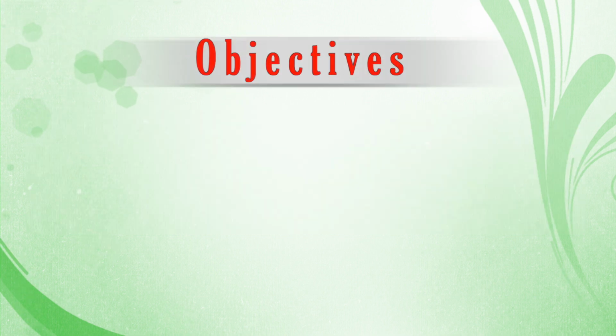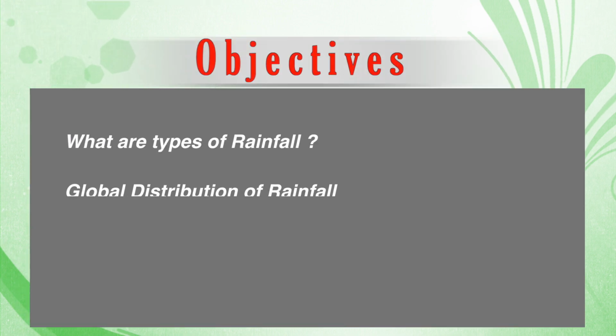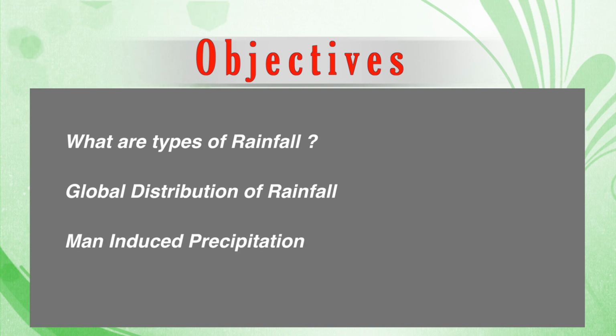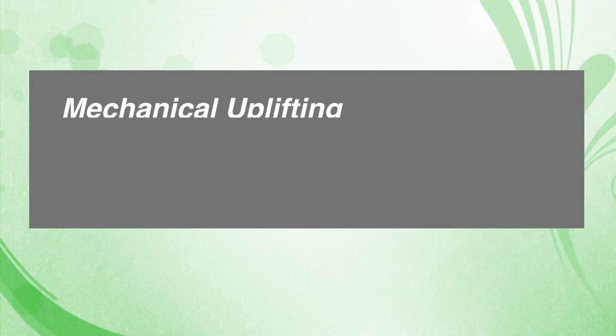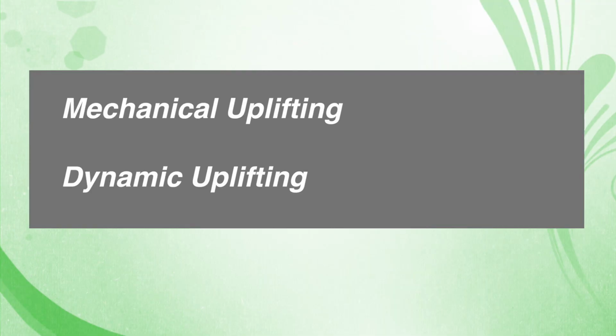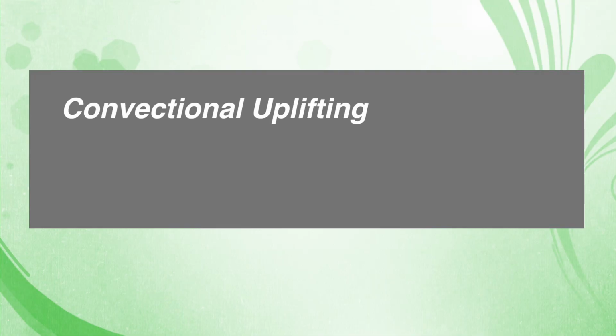Through this lesson, you will understand the types of rainfall, the global distribution of rainfall, and man-induced precipitation. Precipitation and rainfall are classified on the basis of conditions and mechanisms of upward movement or lifting of the moist air. There are two main mechanisms of upward movement: mechanical uplifting and dynamic uplifting, which further fall under two subcategories: convectional uplifting and frontal uplifting of air. The mechanical and frontal uplifting of air is also called forced uplifting.